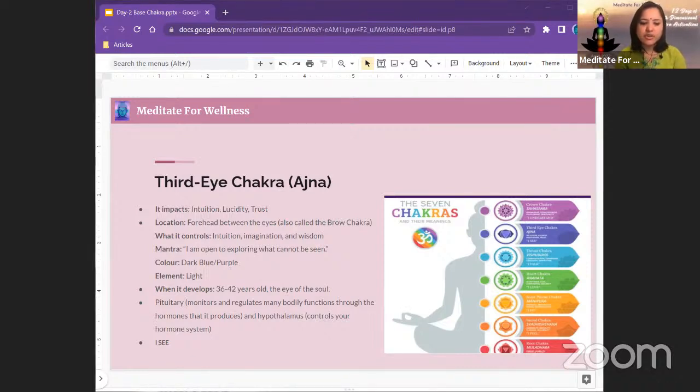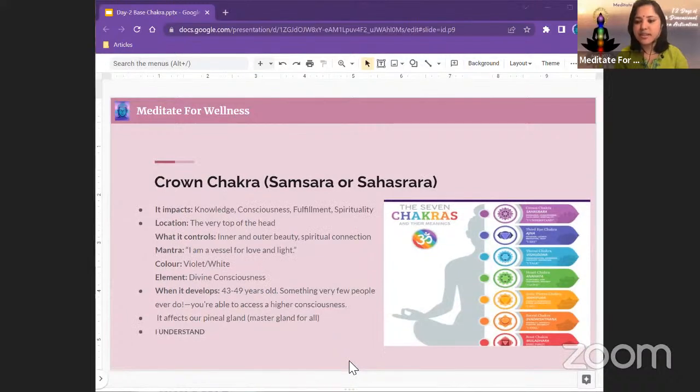When it is out of balance, it affects our pituitary gland, which is the master gland. It monitors and regulates mainly all the body functions through our hormones. And it affects our hypothalamus that controls our hormone system. When this chakra is in balance, you are ready to see things around you. You are happy, and that's when you see. The mantra here is I love to see. I see everything as it is, and I have the wisdom to understand it.